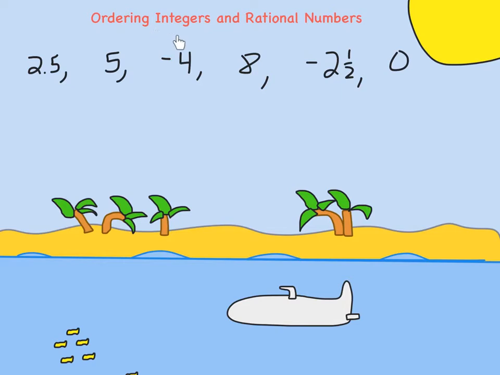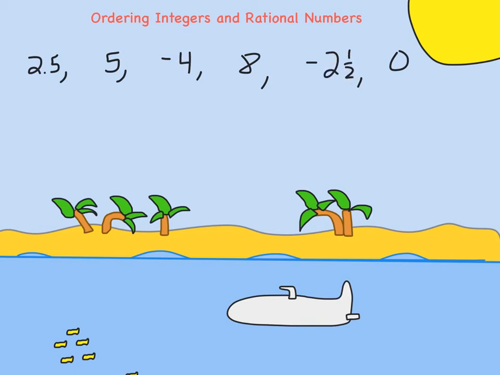Well, remember, integers are whole numbers. So we've got one here, one here, one here, and one here. And then rational numbers include decimals and fractions, both positive and negative. So we may want to recognize, here's a 0, but 8 and 5 and 2.5, or 2 and 5/10, are positive. Negative 4 and negative 2 and a half are negative.